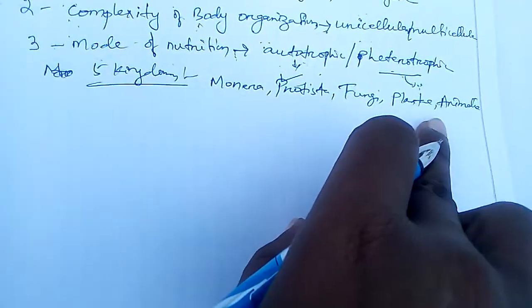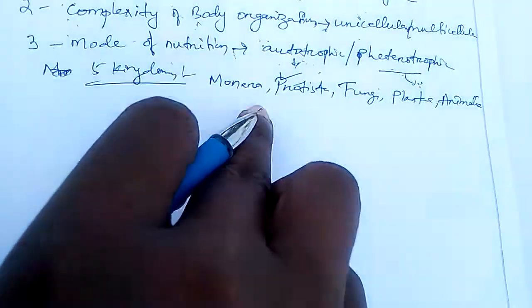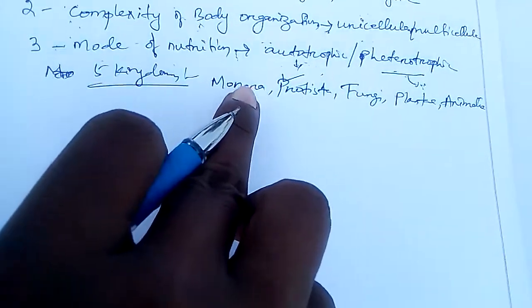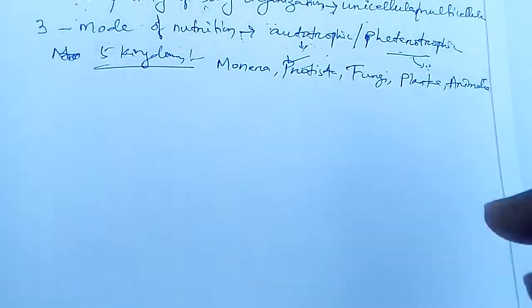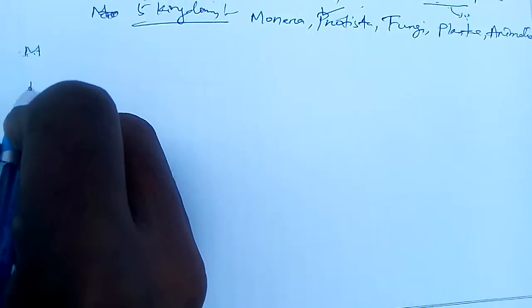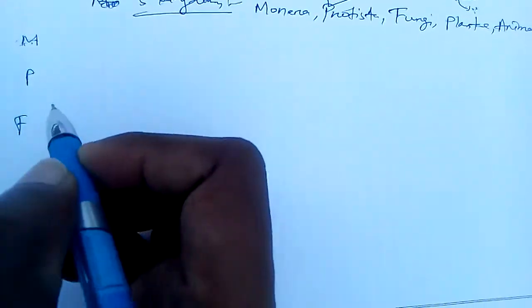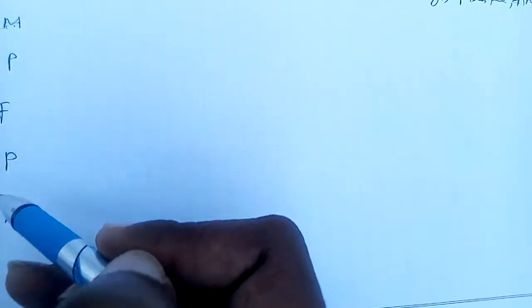So these 5 kingdoms have their own properties. These 5 kingdoms have their own characters. We are going to discuss the characters of these 5 kingdoms one by one. See, if we discuss in a comparative manner, then it will be easy for you to remember. See, I am writing here the names of the kingdoms: Monera, Protista, Fungi, Plantae, Animalia.